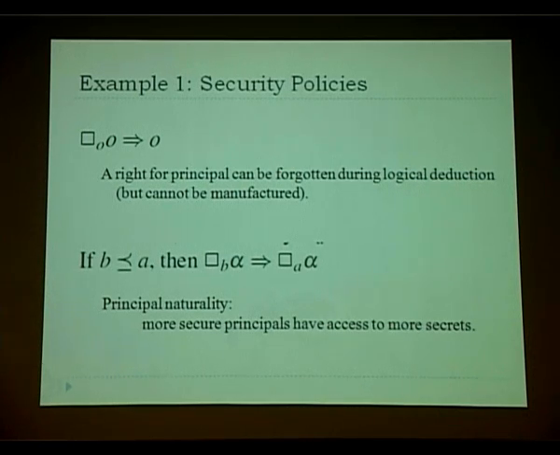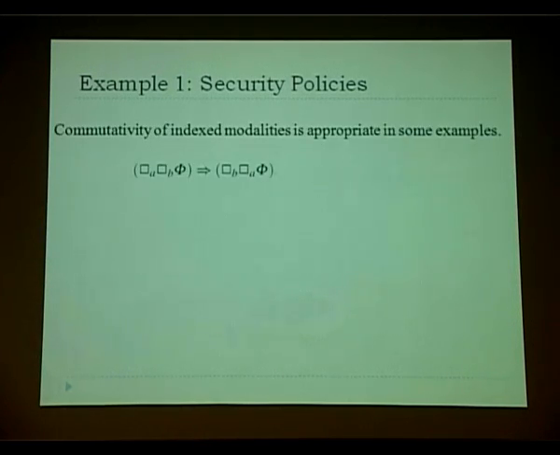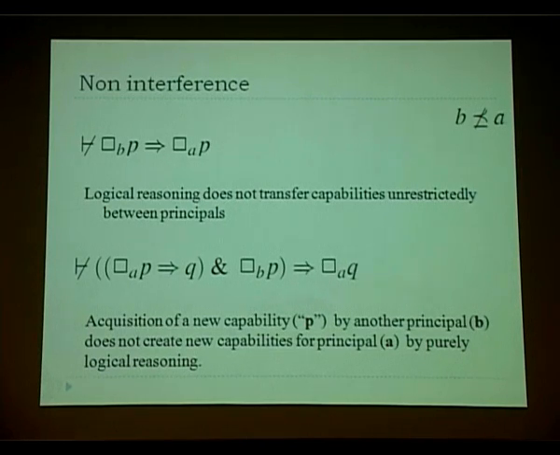And the principal naturality in this example has the natural interpretation that if you have a more secure principle, then they have access to more secrets, basically, okay? So that's why the logic works here. And in this setting, both in the paper I showed you and in my own work, commutativity happens naturally, okay? What I mean by commutativity is just that box A and box B commute, okay? So now, what is non-interference here?